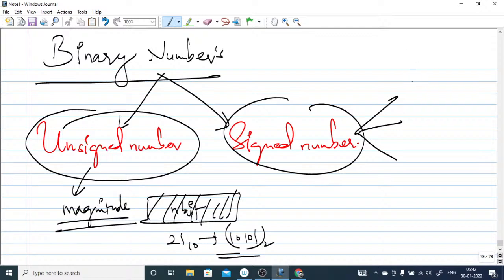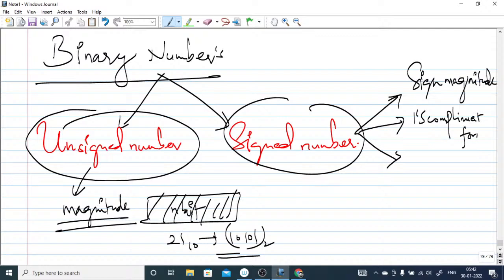But signed numbers have more importance and need more emphasis. They are of three kinds, which is why I've drawn three branches here. The very first one is sign magnitude form, and from here the question can be expected. Then there is one's complement form and two's complement form.